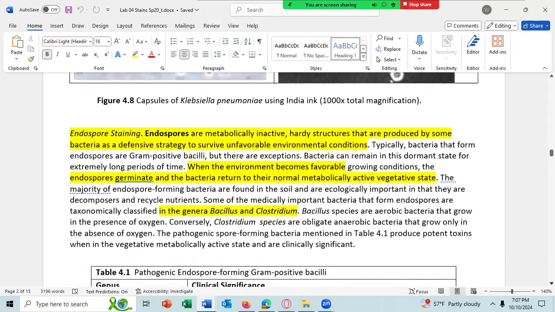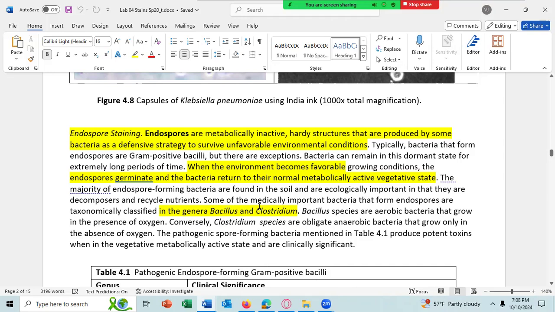All right, the endospore staining is a stain that stains endospores. Endospores are metabolically inactive, hardy structures that are produced by some bacteria as a defensive strategy to survive an unfavorable environmental condition. Usually, cells that have endospores belong to two genera, Bacillus and Clostridium. I think there are a total of four genera, but one of them only has one species in it, and the other only has a few. So most of them are in the genus Bacillus or Clostridium.